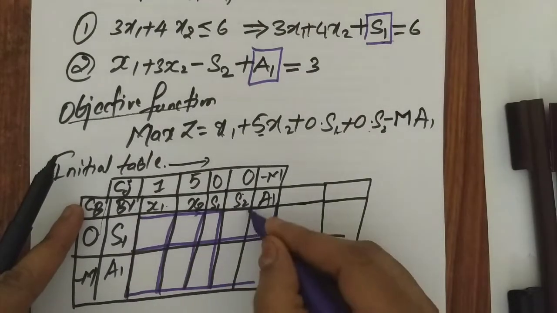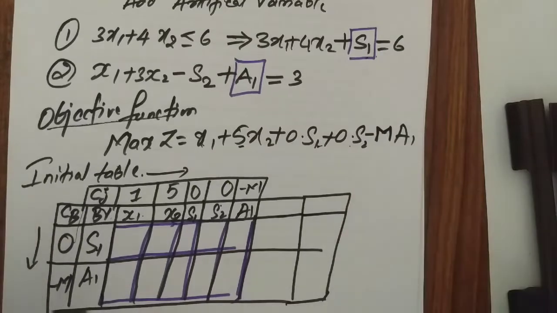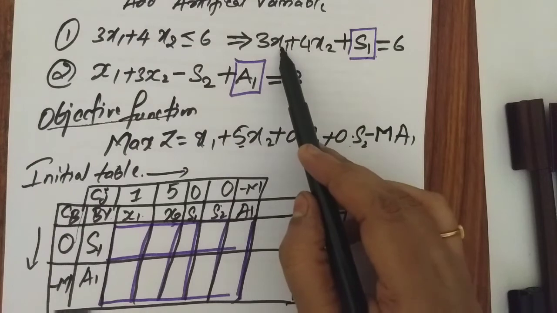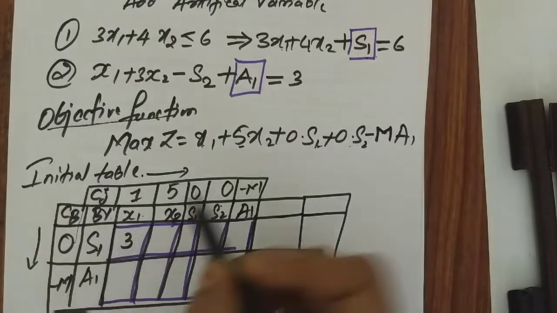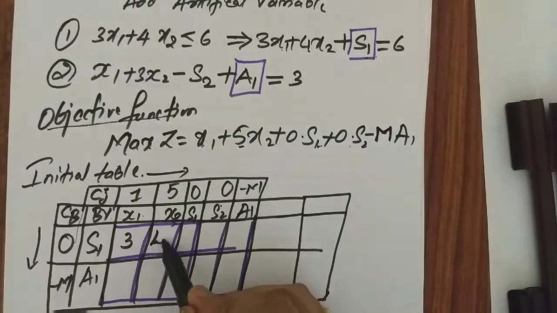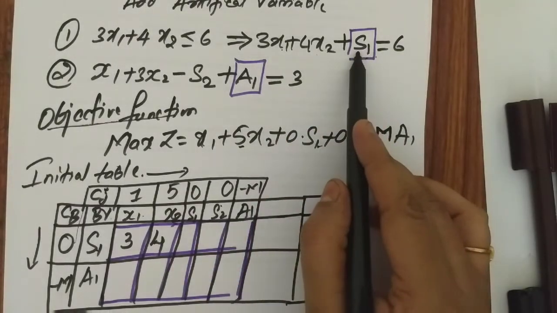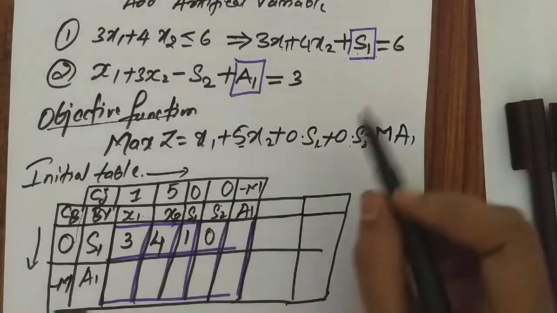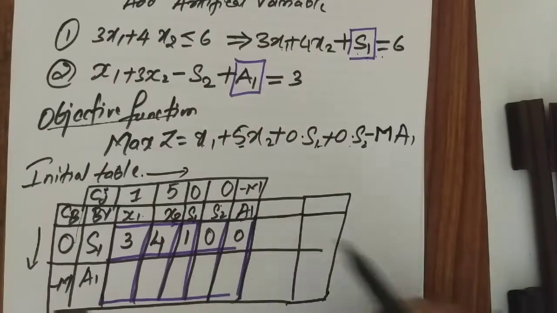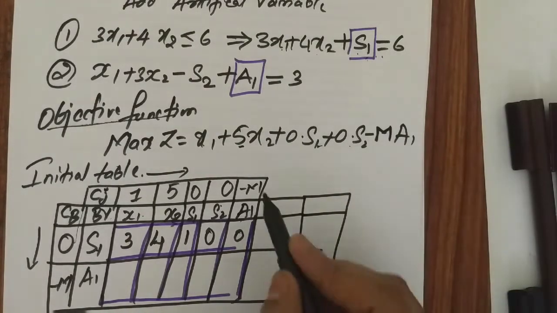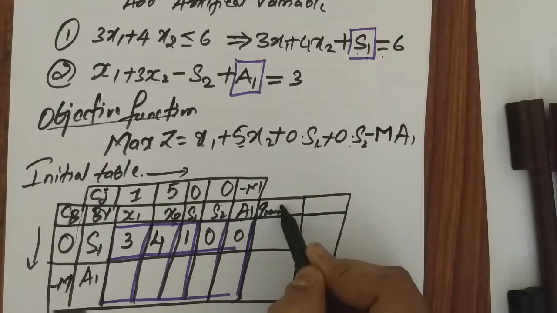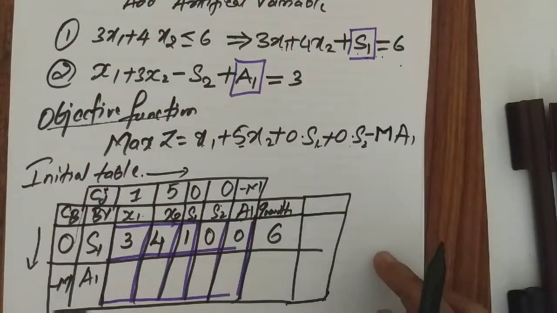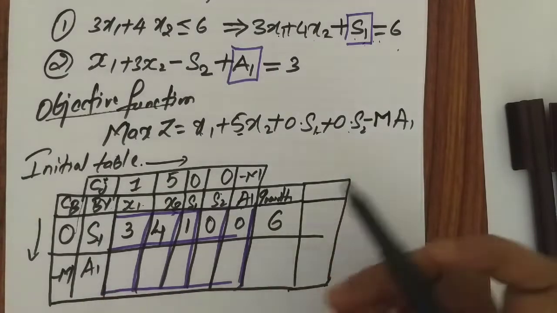So we should start filling these values from the constraints. From the first constraint, what is the x1 coefficient? 3. Enter. The x2 coefficient is 4. In the first constraint, we have s1 whose coefficient is 1. s2 is not present, so it is 0. a1 is also not present, so the corresponding value is 0. And the quantity is nothing but the RHS value of your constraint. So it is 6.